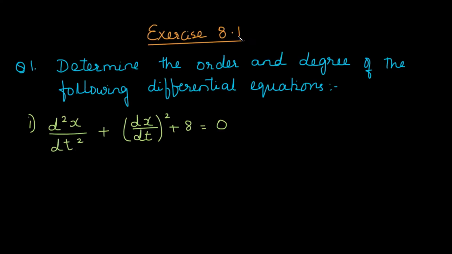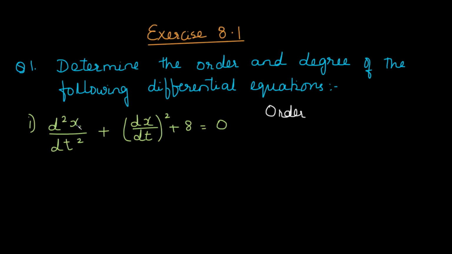We begin with exercise 8.1 now and try to understand order and degree of a differential equation in a better manner. See question 1 here. Determine the order and degree of the following differential equations. So we just have to state the order and degree over here. So this question can come at the most for 2 marks for you, which is quite precious, isn't it? So here, the first question, d2x upon dt square plus dx upon dt the whole square plus 8 is equal to 0.